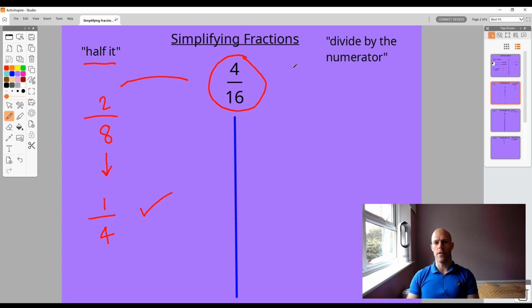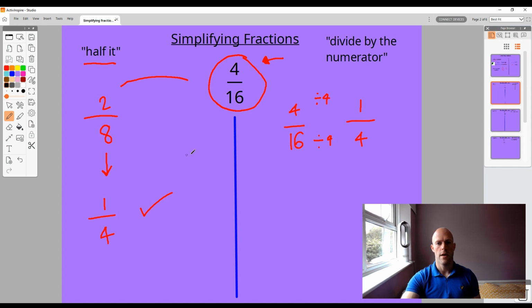We can skip a step here. If we did divide by the numerator, remember the numerator is the number on the top. It's the number of pieces we're actually talking about. And if we divide both of them, so we've got 4/16, and we divide both of those by 4. So divide by 4. 4 divided by 4 is 1. And whatever we do to the top, we must do to the bottom to keep the fraction in the same proportions. So 16 divided by 4 is 4. So you've got 1/4.